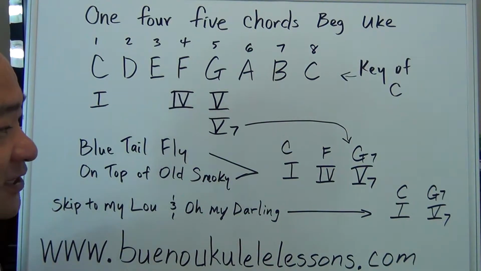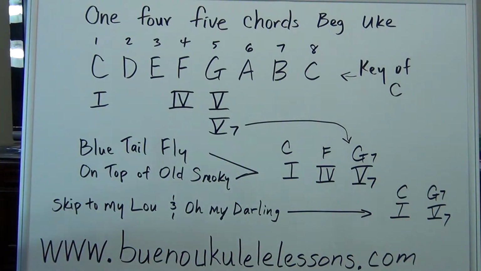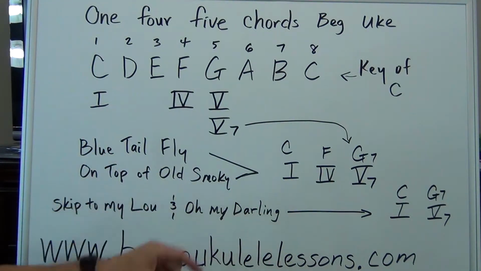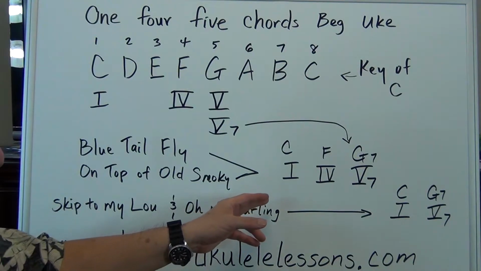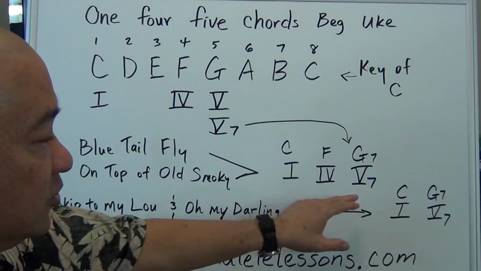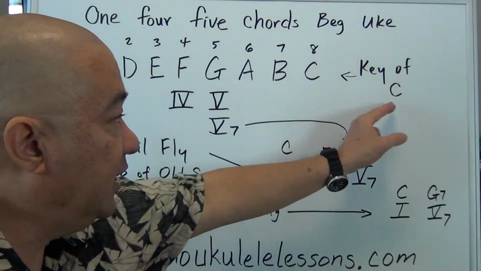So let me give you an example of how these names are being used. In other words, if any of these songs, Blue Tail Fly or On Top of Old Smoky, had no chords listed on your music sheet, you could easily play the chords by understanding the Roman numeral system and understanding what key you're playing in.